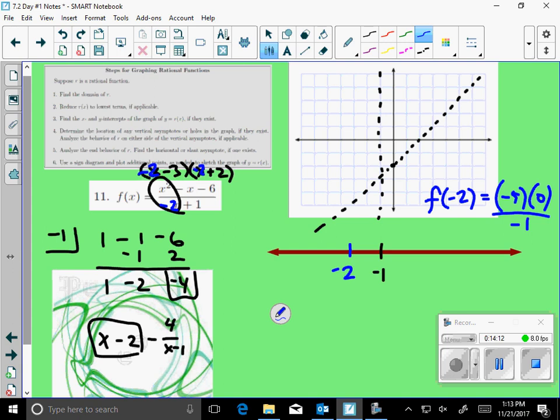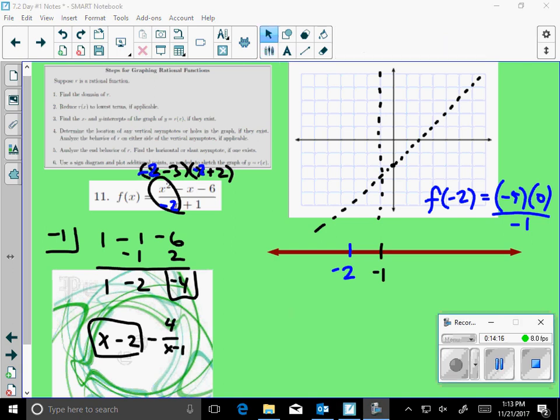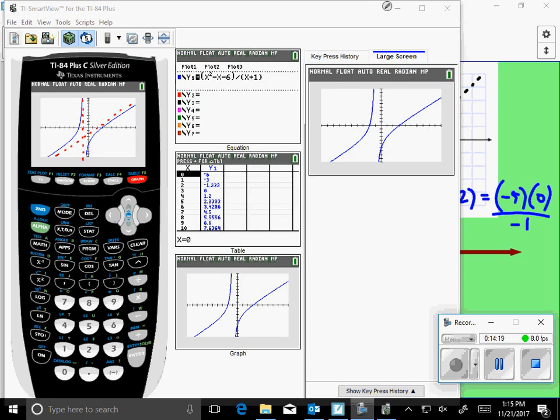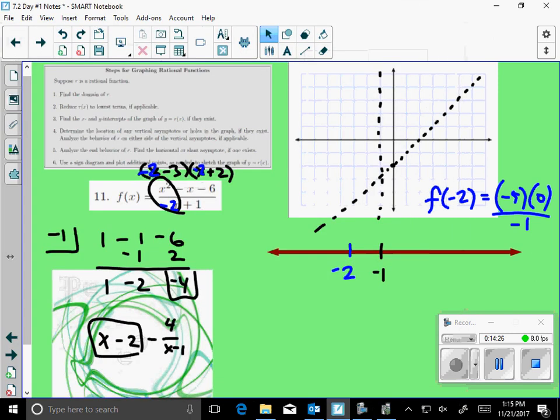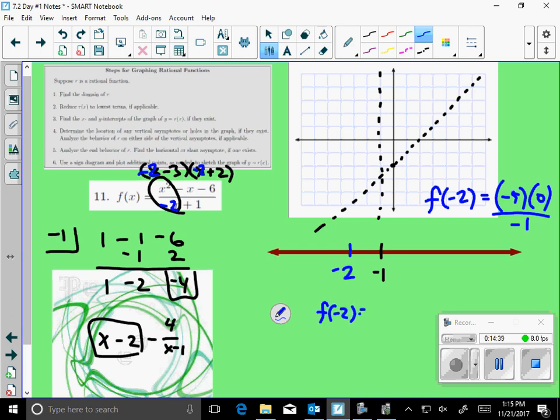Let's sketch it on SmartView. Let's pause. Children at home, plug this function into SmartView. That's your calculator. We just sketched this using our graph, and look at that. Now let's go back to our slide here and check this out. Does that look relatively close to what we had on the graphing calculator? Yeah. So I took f of -2, and I got 0. So f of -2 is equal to 0. So I know the graph will be like that.